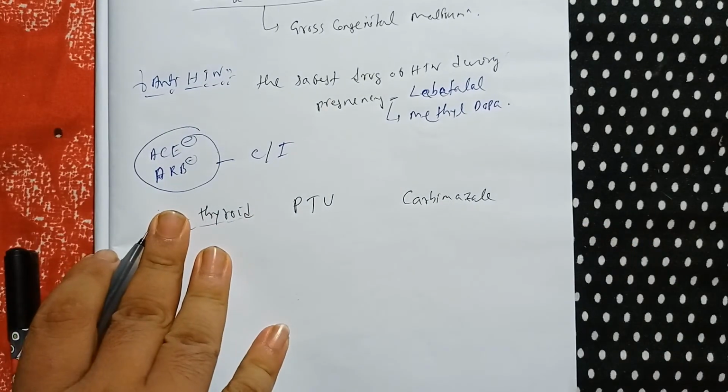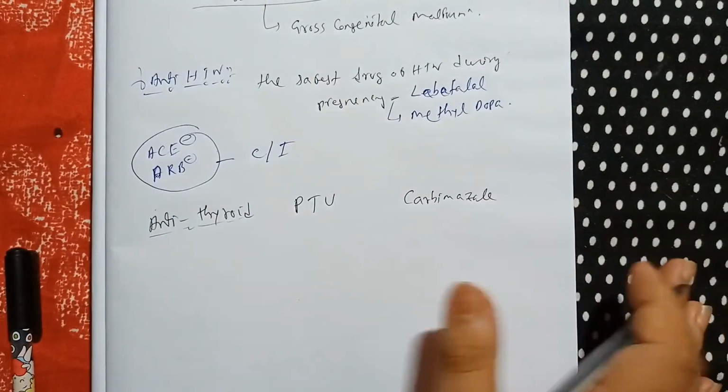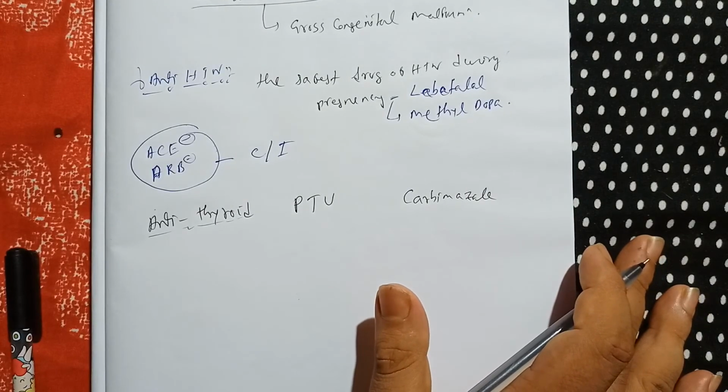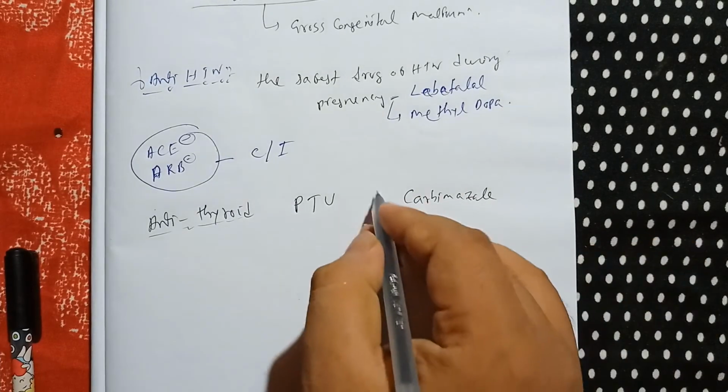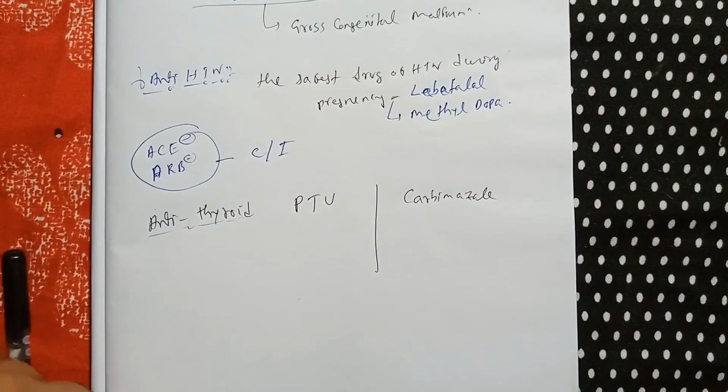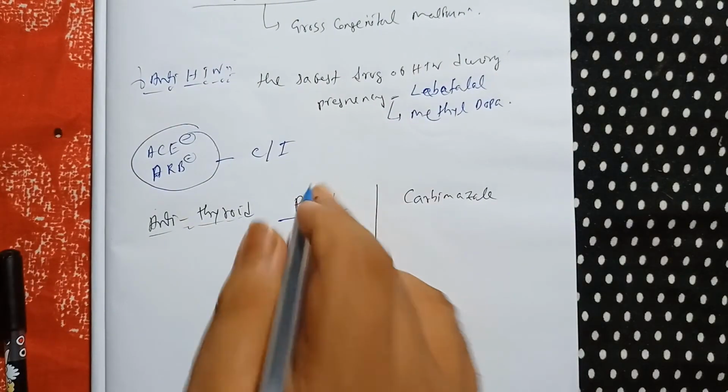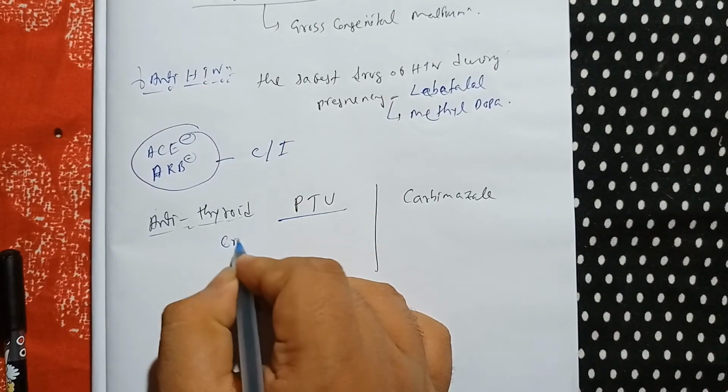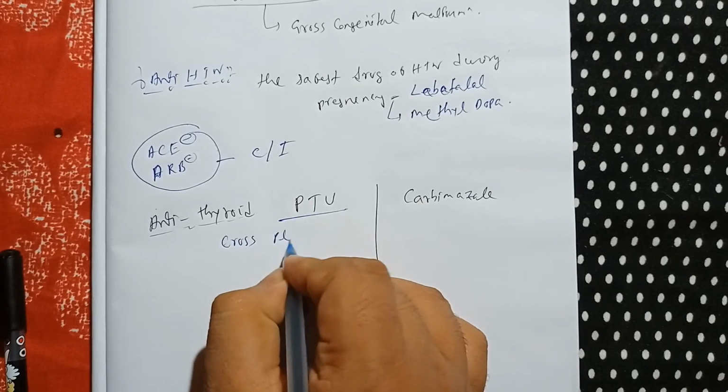Okay. Now there are two drugs, each having different features. We need to know these things. First of all, we will talk about PTU. There is very little chance for PTU to cross the placenta. So, PTU crosses the placenta very little.